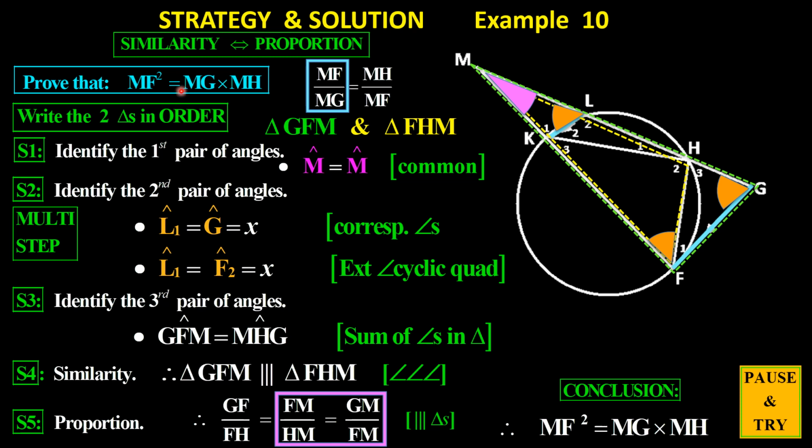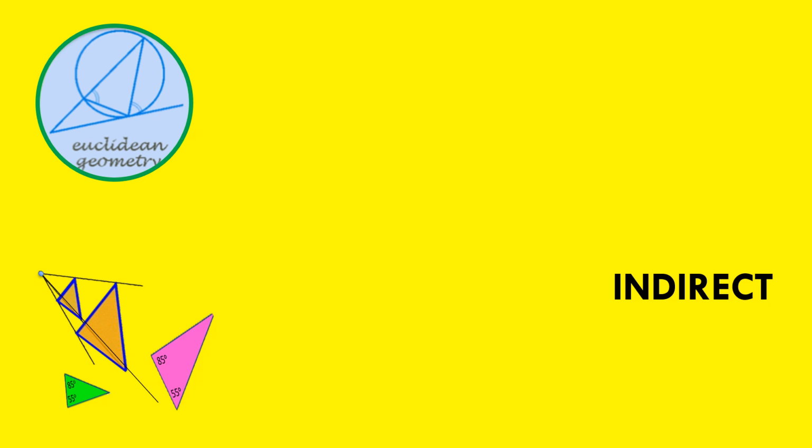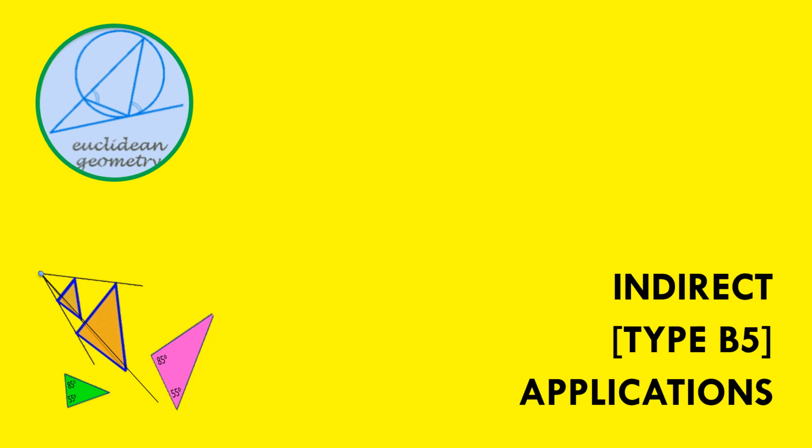So the only thing we've done differently from the previous is we've just written this required expression in the standard form. And then our question is again a standard way of solving the problem. Now this brings us to the last type of indirect applications.